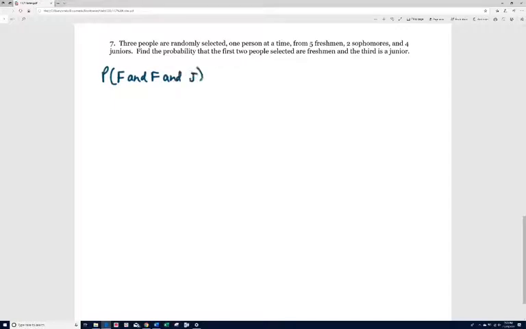So you want to find the probability of choosing a freshman, a freshman, and then a junior. So I'm just using F for freshman and J for junior. So it's the probability that you get a freshman times the probability that you get a freshman given that you selected a freshman the first time, times the probability of getting a junior given that you've already selected a freshman and a freshman in the first 2 selections.